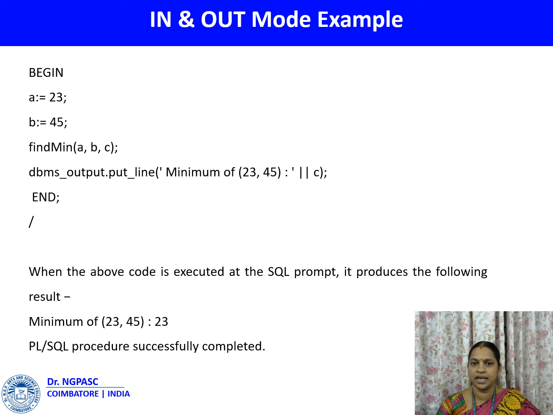The data type and the number of variables should be the same in the declaration section as well as in the calling statement. The DBMS_OUTPUT.PUT_LINE statement is used to display the result. We can display the result as minimum of 23, 45 is C. Based on the condition given in the previous slide, the values are compared and the minimum value will be passed to the variable C, which will be displayed. When this code is executed at the SQL prompt, it produces the following result: minimum of 23, 45 is 23. PL/SQL procedure successfully completed.